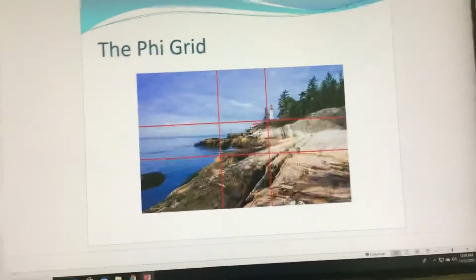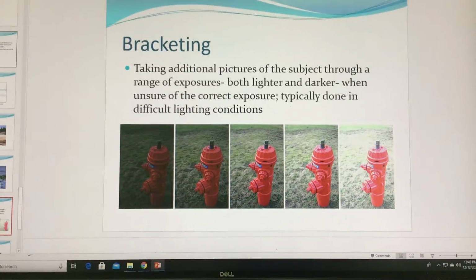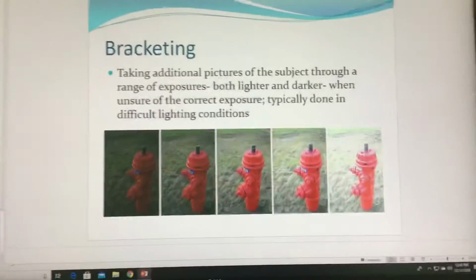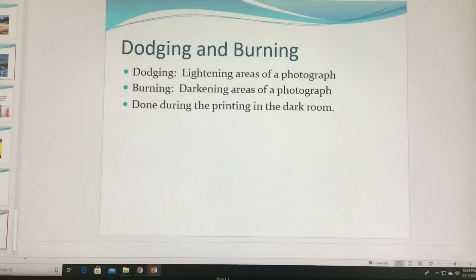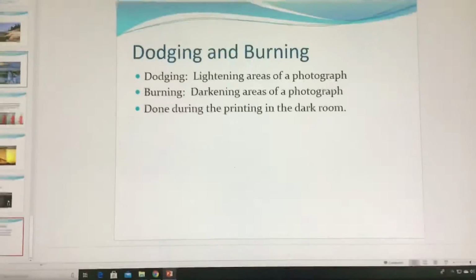Okay, bracketing. That's taking photos through a range of exposures. Dodging is lightening areas of a photograph, and burning is darkening areas of a photograph.